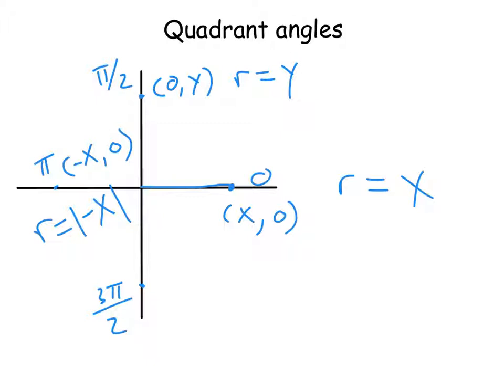All right? Really similar situation down here. If we're at 3 pi over 2, x is going to be 0. We're going to have a y-coordinate that's going to be negative, and you've probably figured out the pattern at this point that r is just going to be the same thing as the absolute value of y.